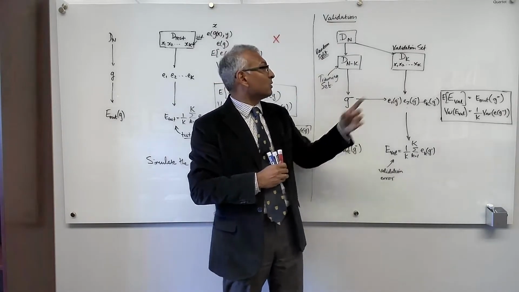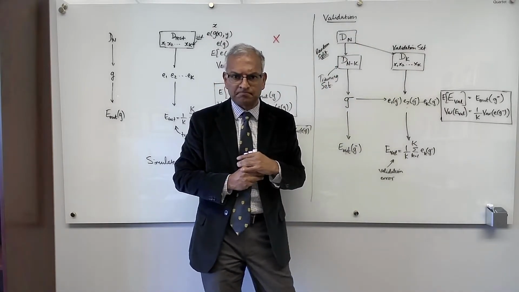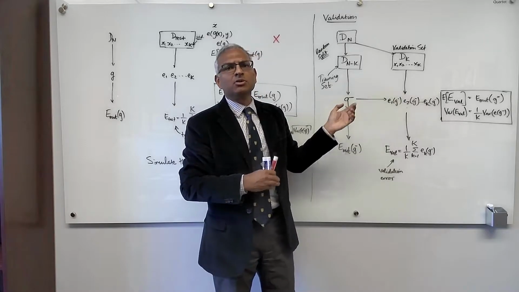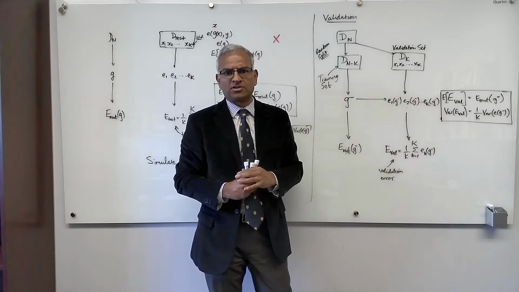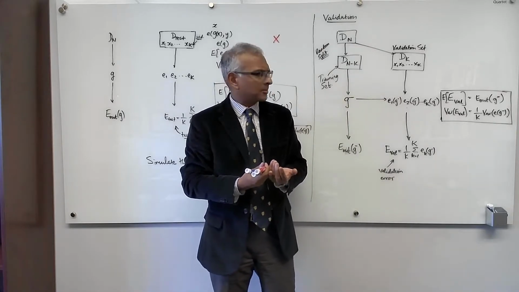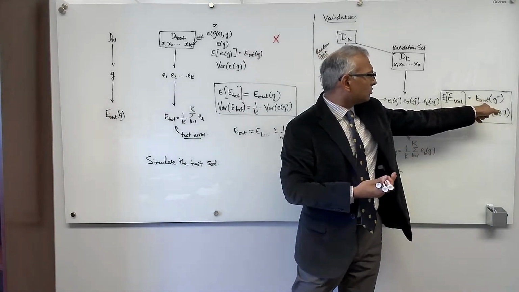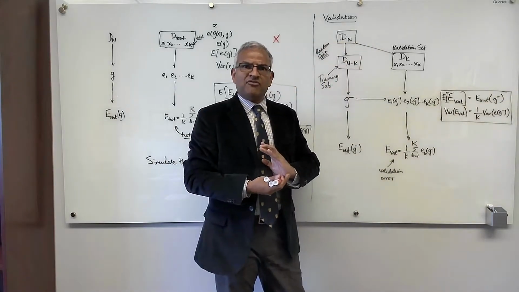Let's take the extreme case. What would happen if I set k equal to n? Then I have no data to train on, so my G minus will be just a random hypothesis picked from my hypothesis set. There's no criterion on the basis of which to pick a different hypothesis, and so I would expect that E out of G minus would become very high.